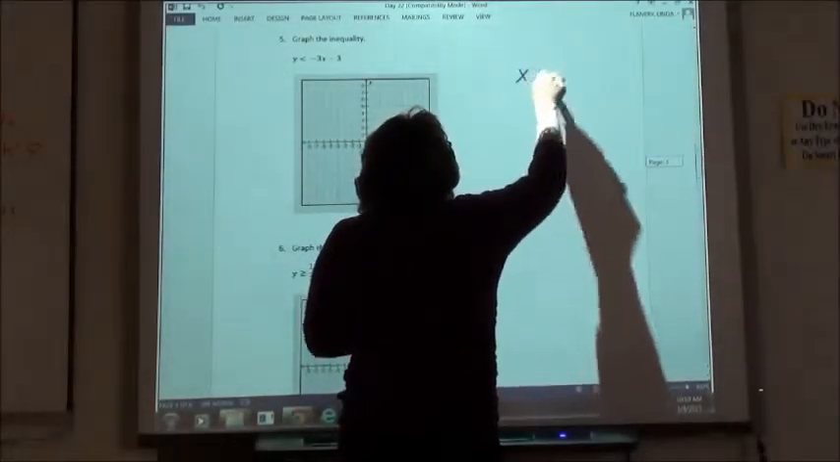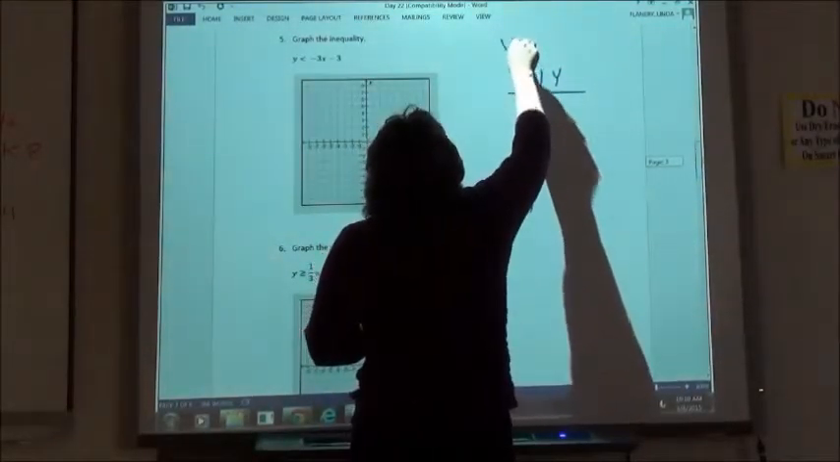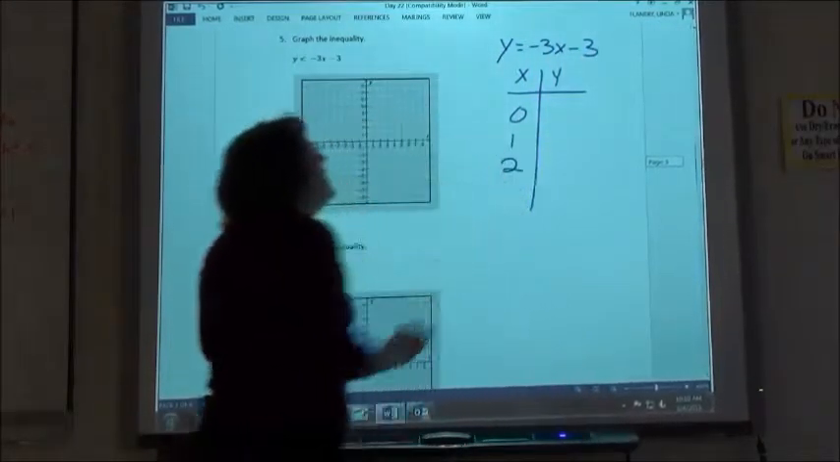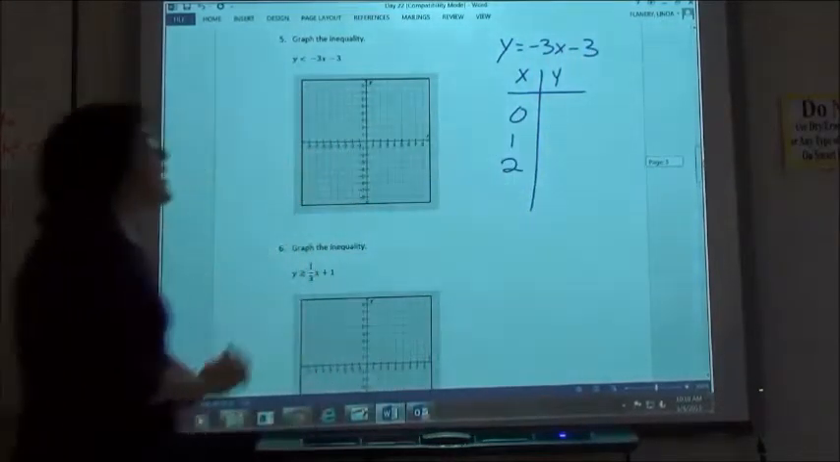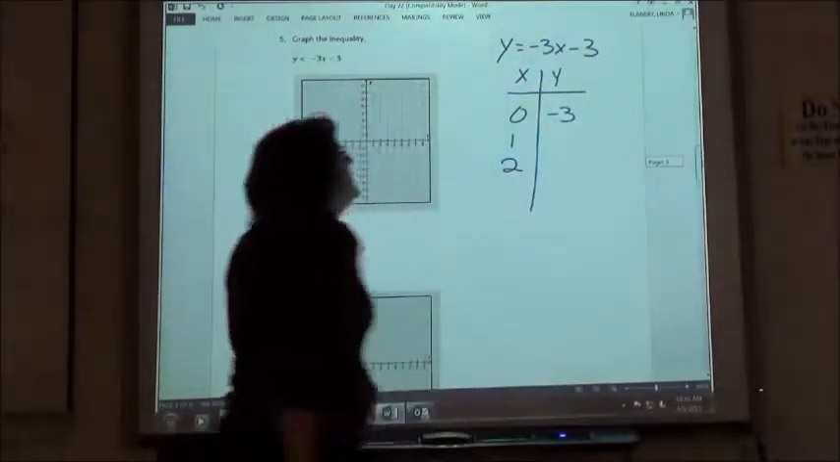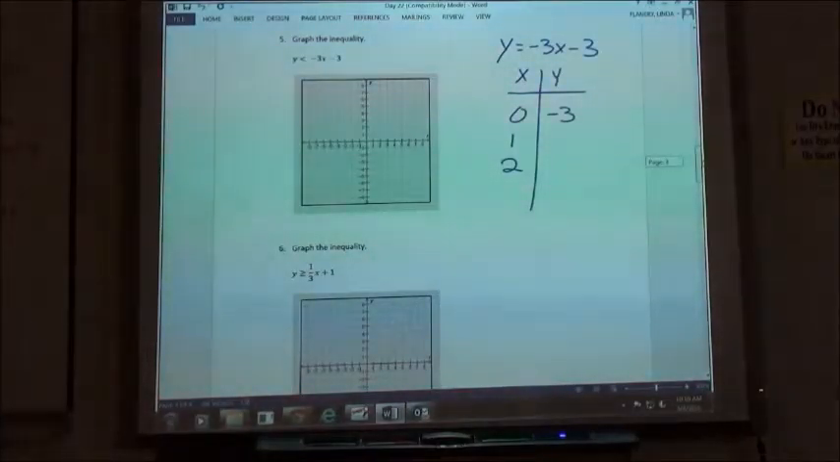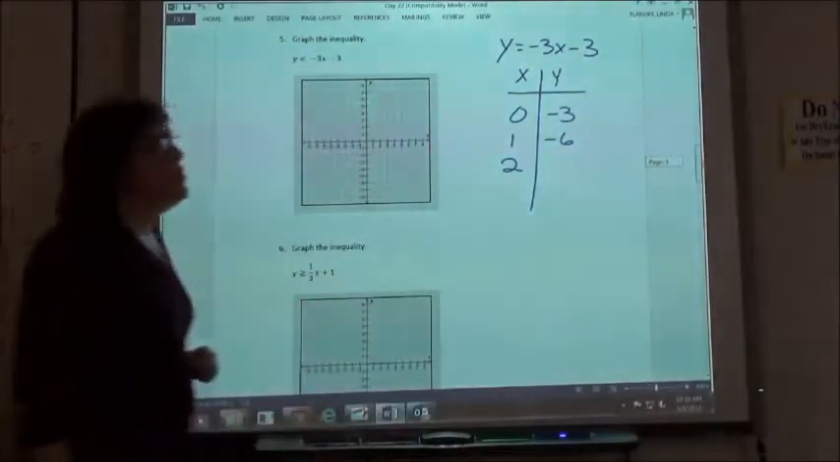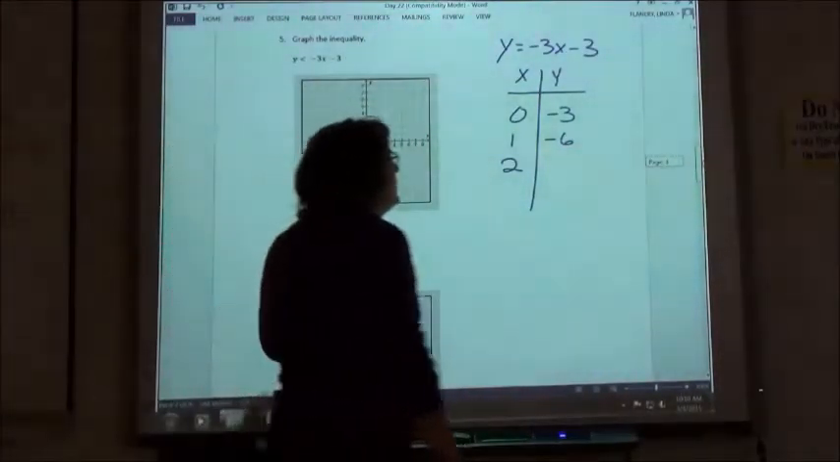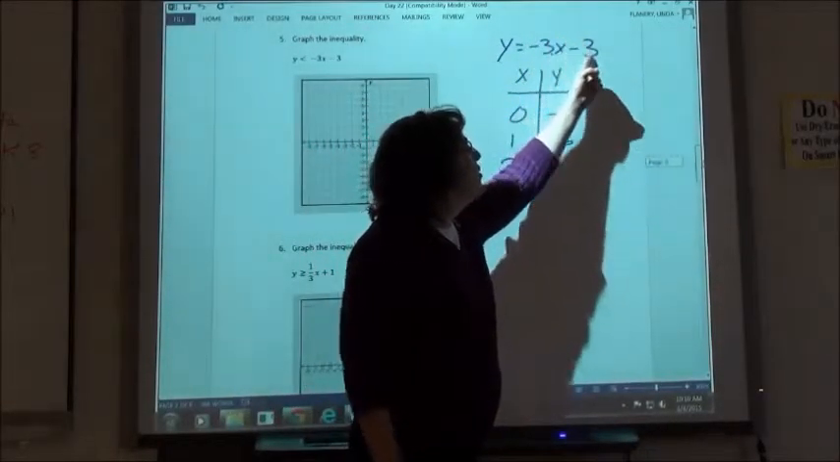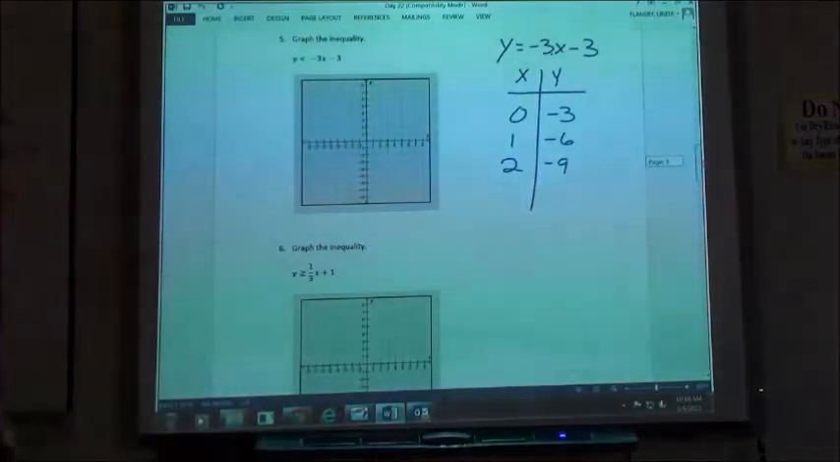So, again, I'm pretending that that says y equals negative 3x minus 3, and I'm putting some numbers in so that I can plot some points. If x is 0, what do I get for y? Negative 3. If x is 1, I get negative 6. And if x is 2, negative 9. So negative 3 times my x value minus 3. If you need to, use your calculator.